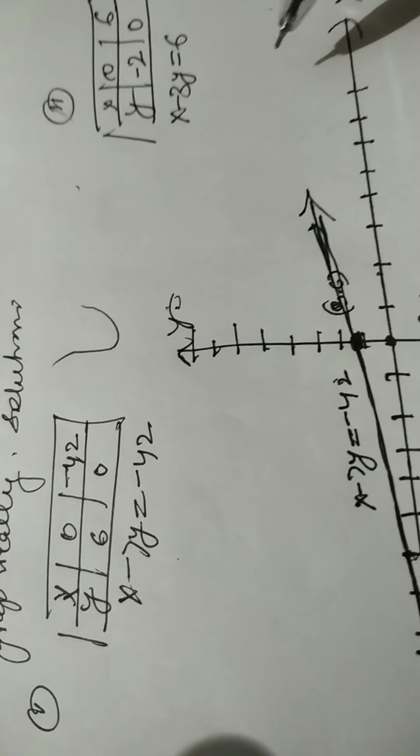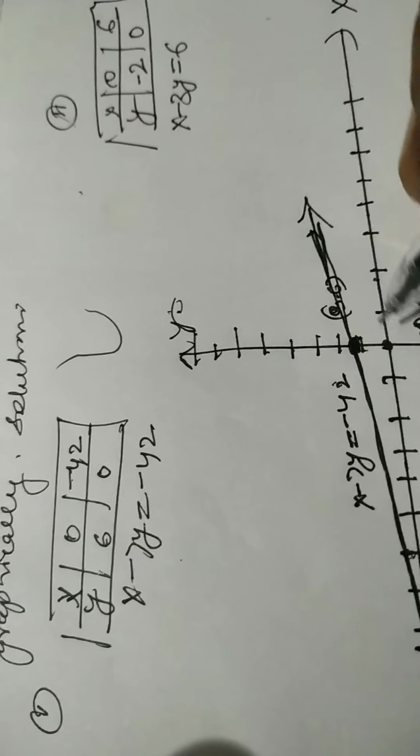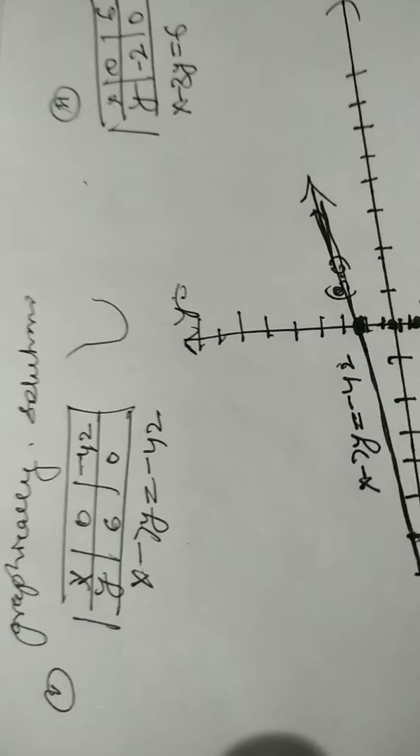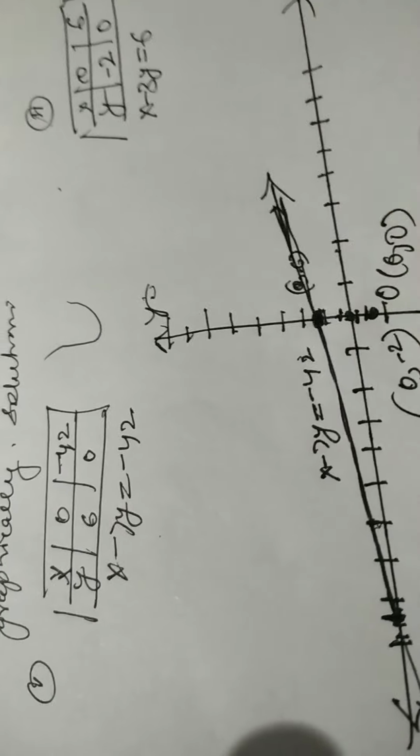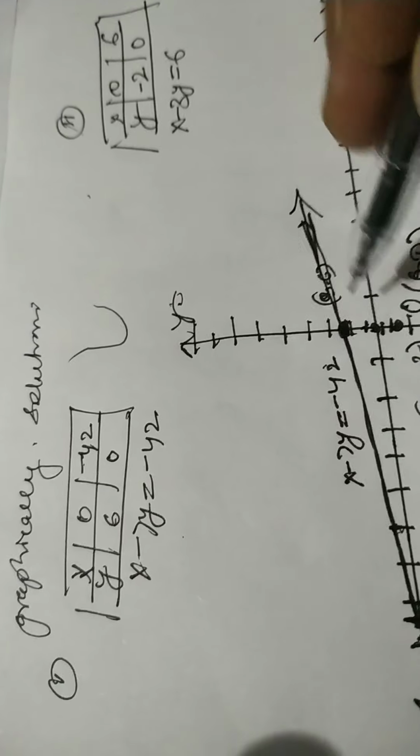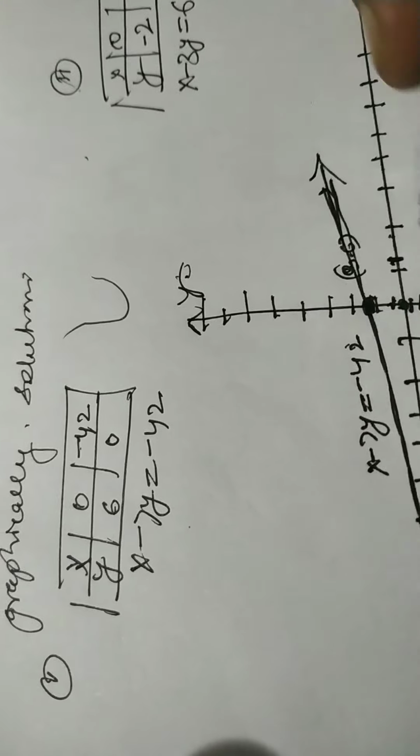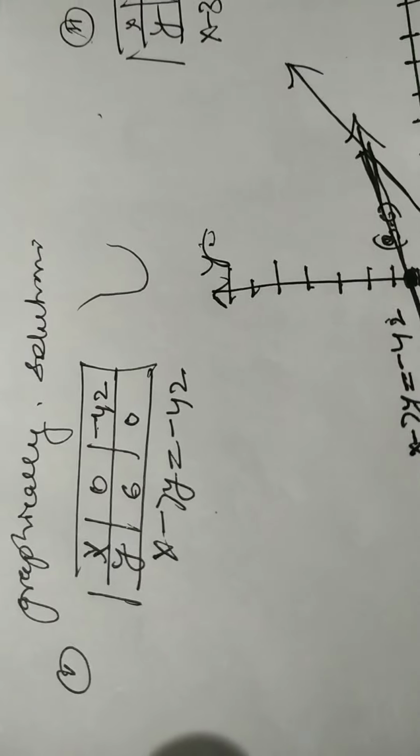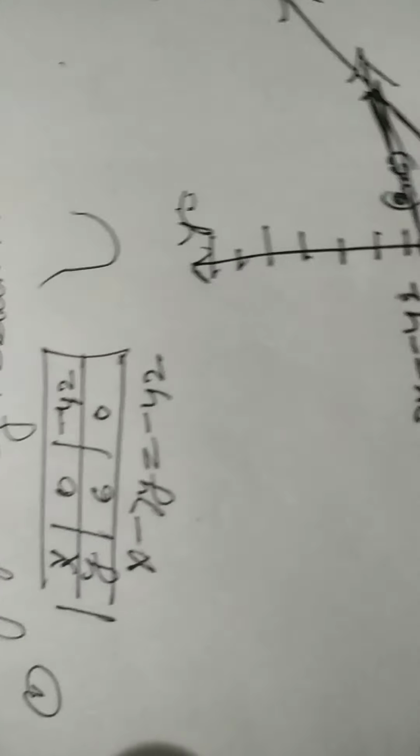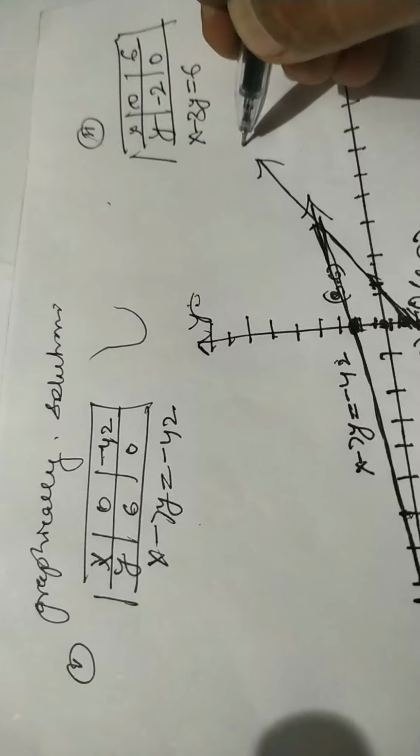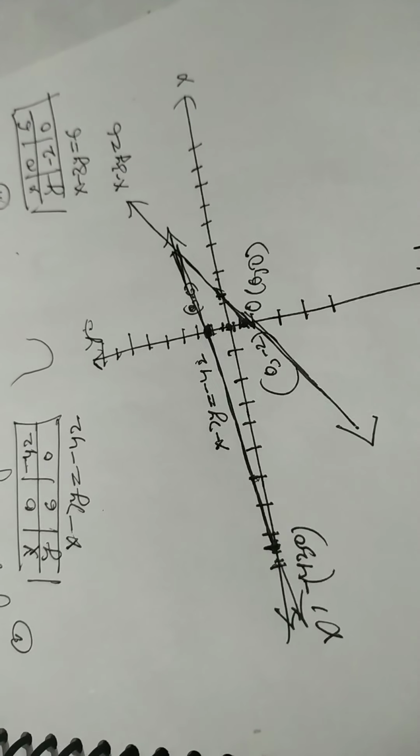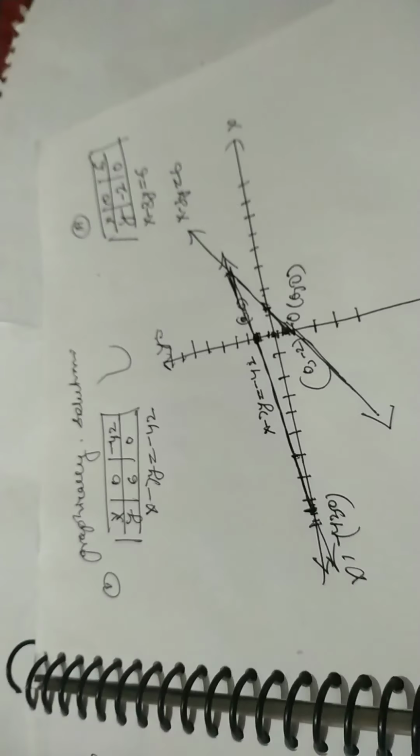Second, if X is 0, then Y is minus 2. This is 0, minus 2. And if Y is 0, then X is 6. This is X is 6. So we draw this line like this. That is the equation X minus 3Y is equal to 6. I hope that is the graphical solution. I hope you understand it now. Thank you, students.